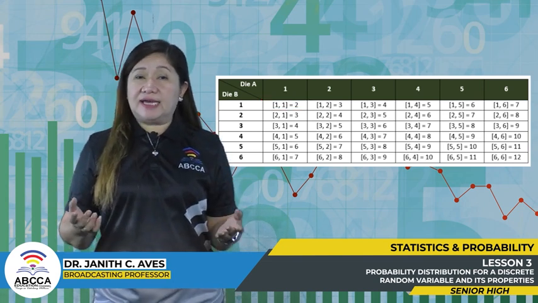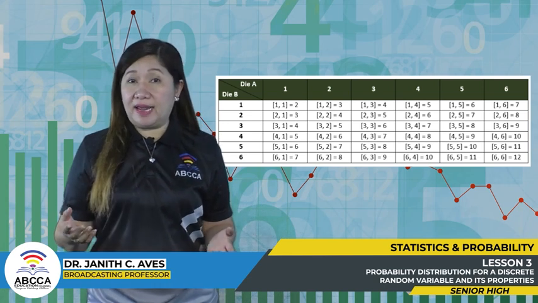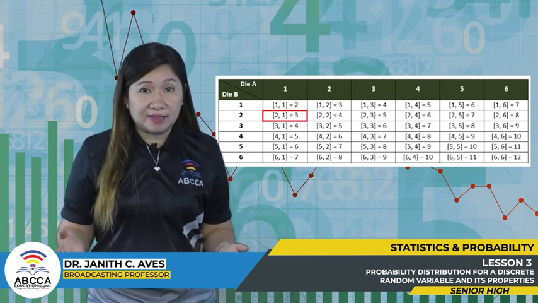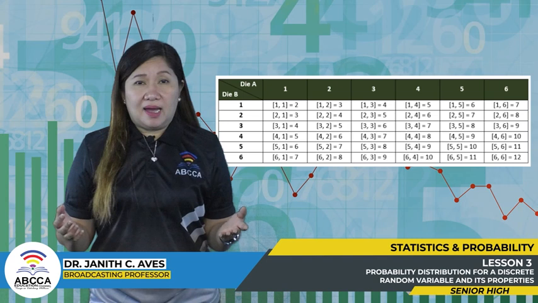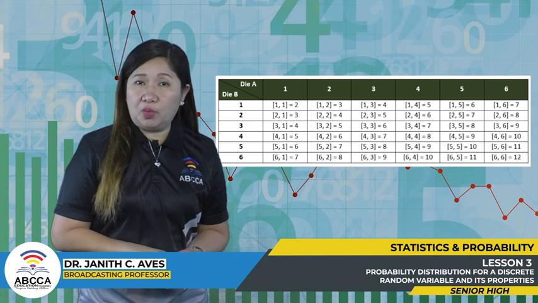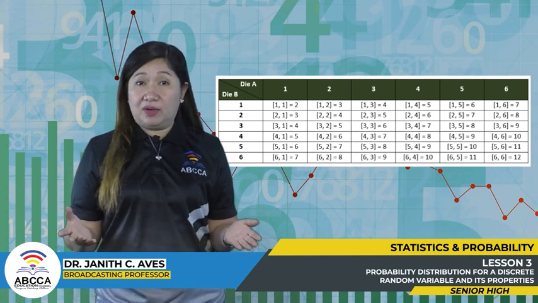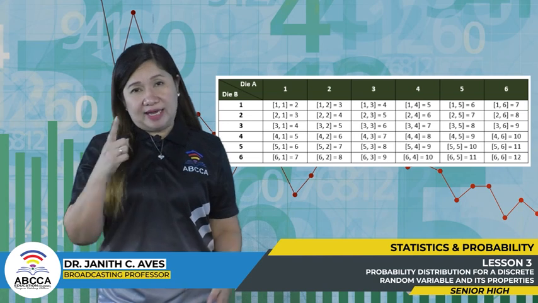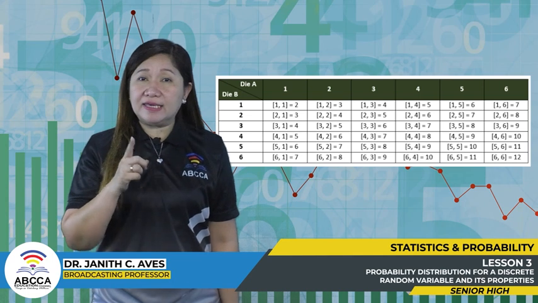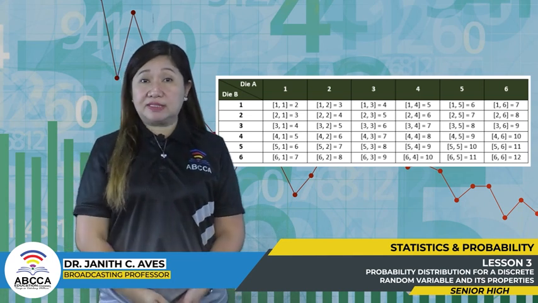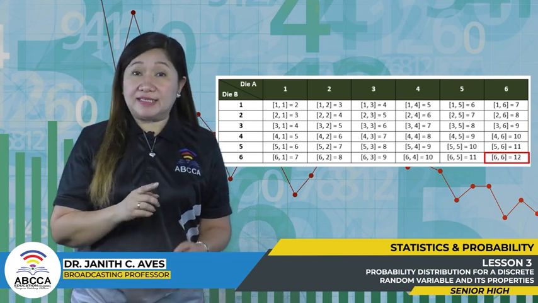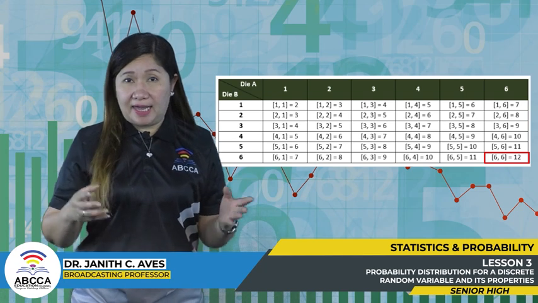When we toss die A and get a 1, and then get a 2 in die B, their sum is equal to 3. How about when we toss die A and get a 2 and then get a 5 in die B? What is their sum? Correct. Yes, it's 7. Now, what is the highest sum of all the possible outcomes? 12, which is obtained when we get a 6 in both die A and die B.